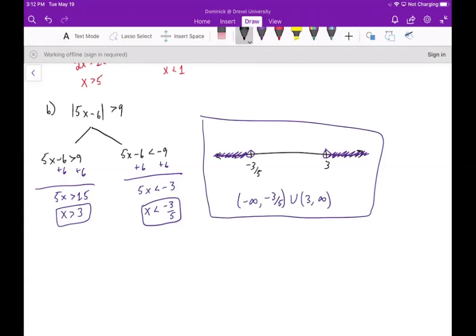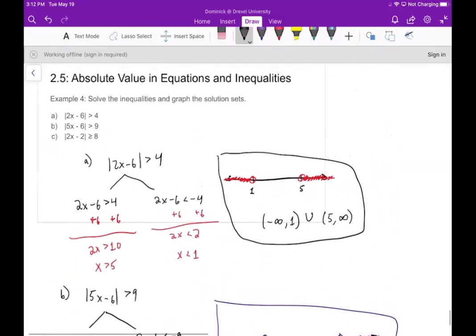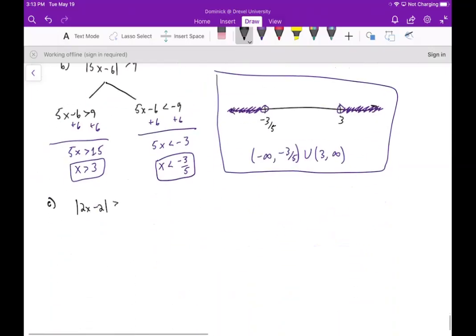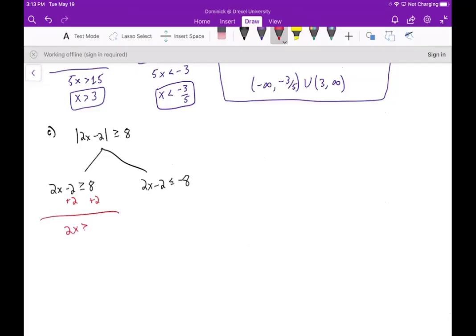All right, one last example before we wrap this video up. We have absolute value of 2x minus 2 is greater than or equal to 8. Okay, so again, my number on the other side is positive, so we can form our two inequalities. One where we keep the inequality symbol the same and use the positive number. And then on the other one, we'll flip the symbol and we'll use the negative number. So of course we add 2. We get 2x is greater than 10, which once I divide will give me x greater than or equal to 5.